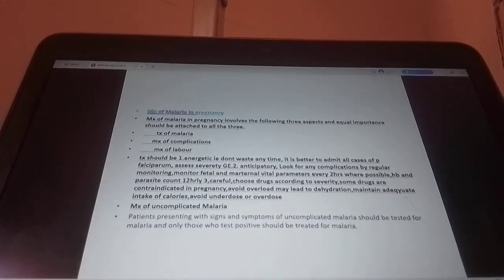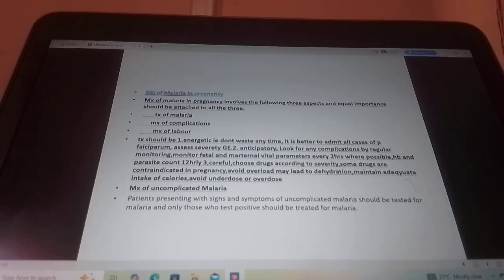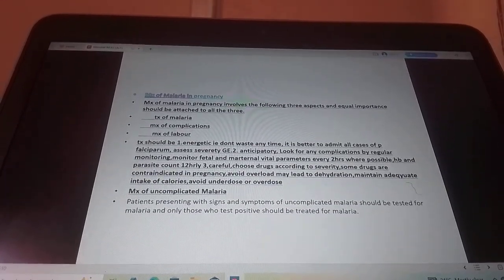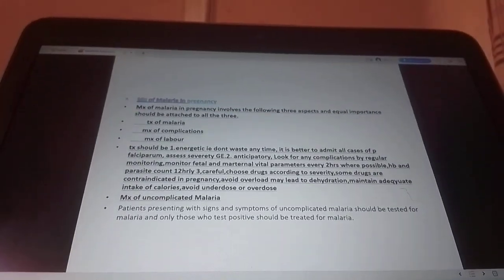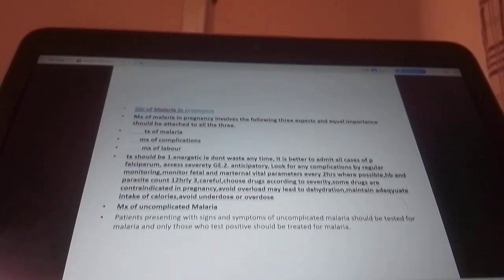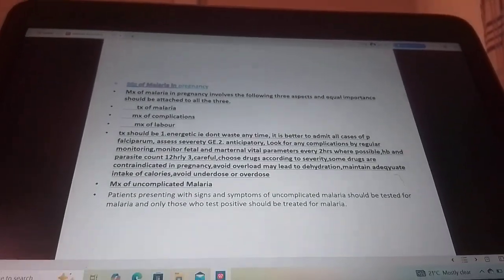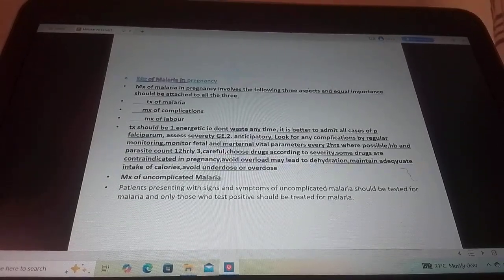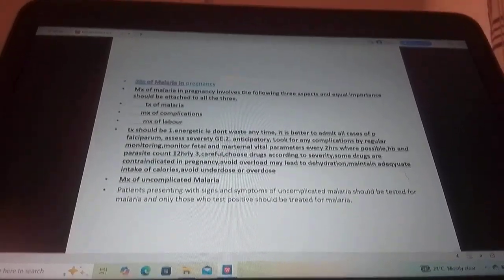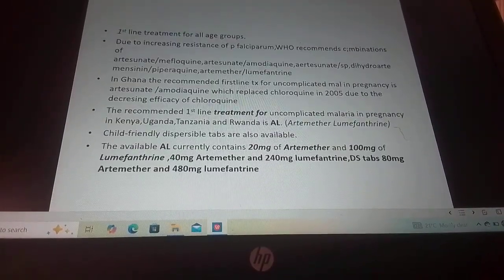So another thing we have said is that we have an aspect of the management of complications. So when managing complications, patients presenting with signs and symptoms of uncomplicated malaria should be tested for malaria, and those who test positive should be treated for malaria. Okay, thank you.